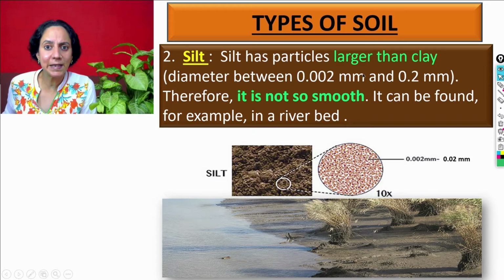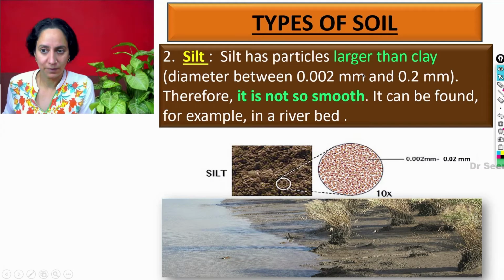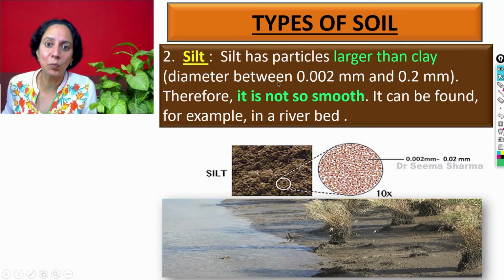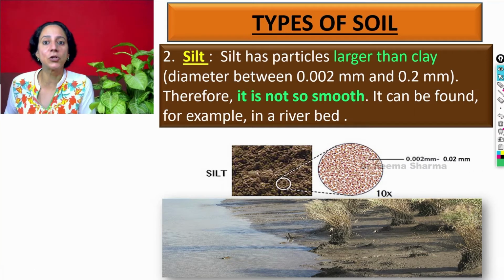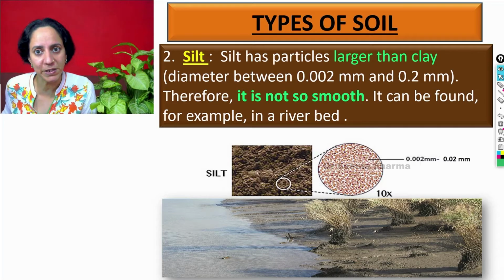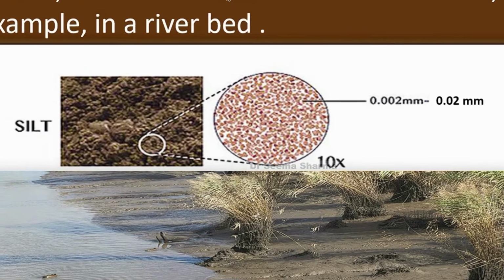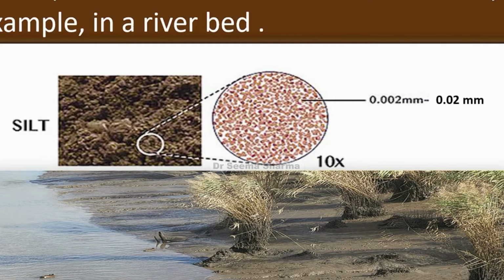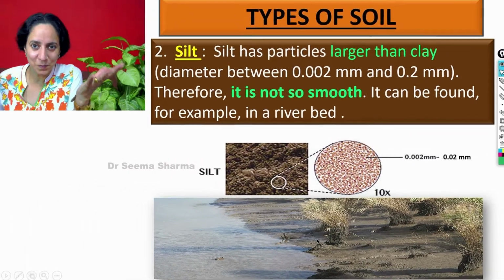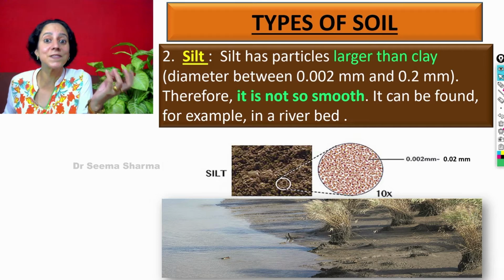Second type of soil is silt. Silt has particle size larger than clay, and its diameter ranges between 0.002 millimeter to 0.2 millimeter. Therefore, it is not smooth because the particle size is big, and we can feel it's not smooth. It can be found, for example, in the riverbeds. The soil which is present on the river banks is silt.